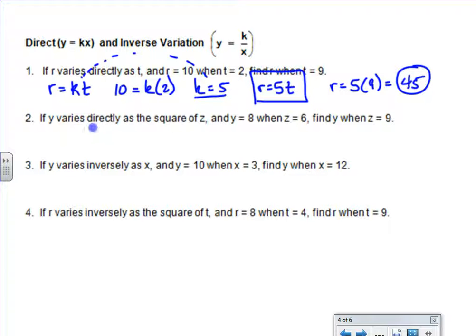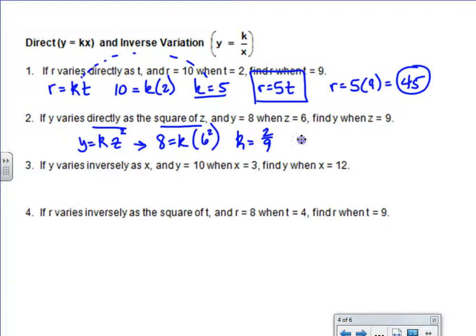This time y varies directly as the square of z. So we're going to be multiplying k, but instead of just k times z, it's the square of z. So it's z to the second power. So they give me some values. Y is 8 when z is 6. Now 6 squared is really a 36. So if I divide 36 from both sides, 8 divided by 36, let's see, that'd be 2 over 9. Simplify as clean as you can, please.